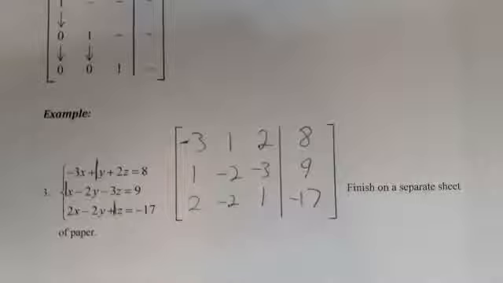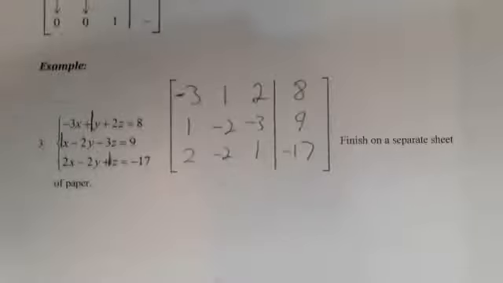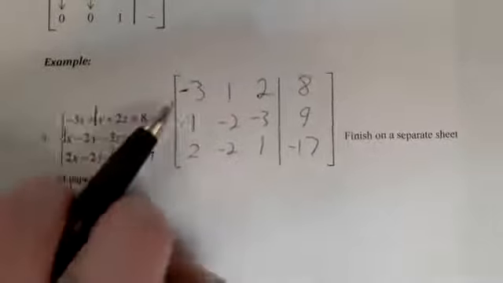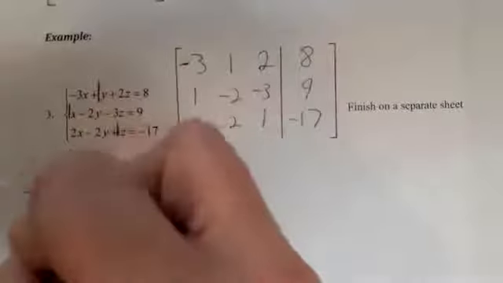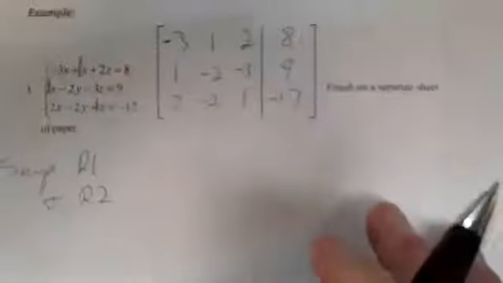Okay, so the first goal is to get a 1 in the upper left-hand corner. So if we want to get a 1 in the upper left-hand corner, there are a few ways to do it, right? There are a few valid ways to do it. The way I went about doing it, and I think this might be the quickest way to get the 1 up there, is just to swap these 2 rows. So I'm going to swap row 1 and row 2.